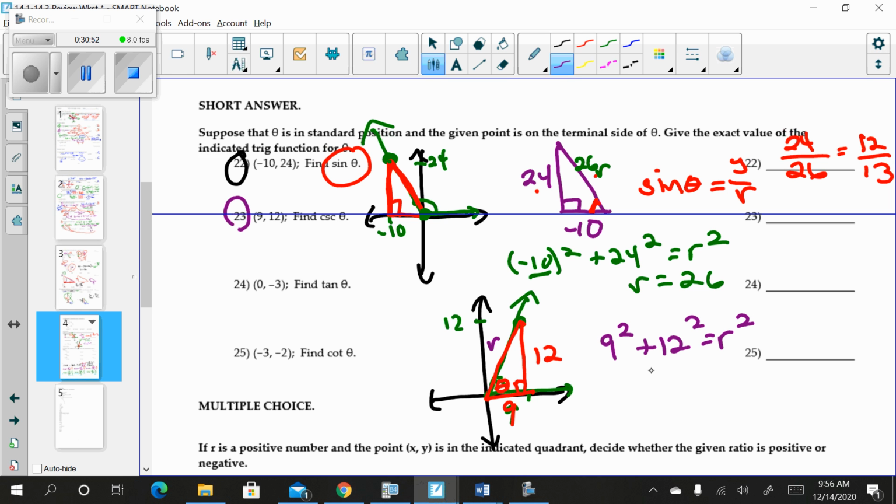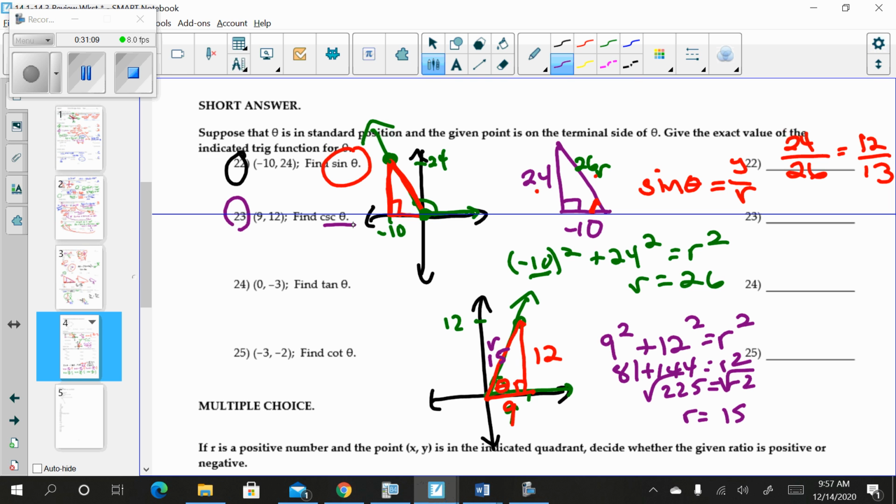And I believe we get 81 plus 144. That would be 225. Square root would be 15. So my radius is 15. So you just have to find that third side. Always do the Pythagorean theorem.